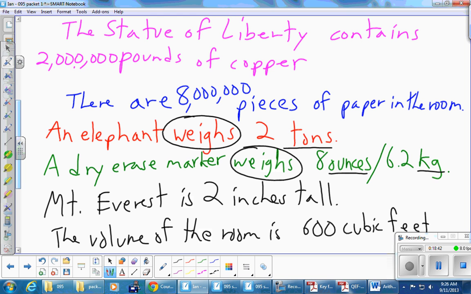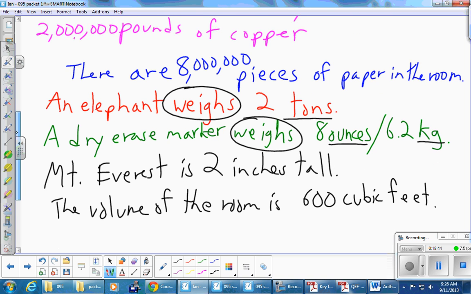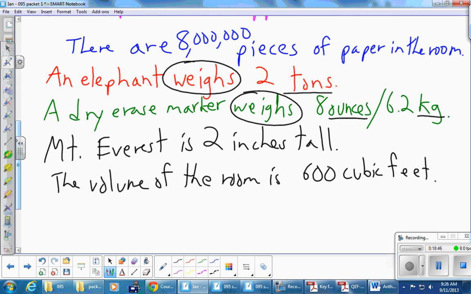Okay, let's actually move down here. Mount Everest is 2 inches tall. I actually didn't really write the quantity word there. What were we measuring there? Height. So I'm going to add that up here. The height of Mount Everest is, and I'm going to get rid of tall. Height of Mount Everest is 2 inches.